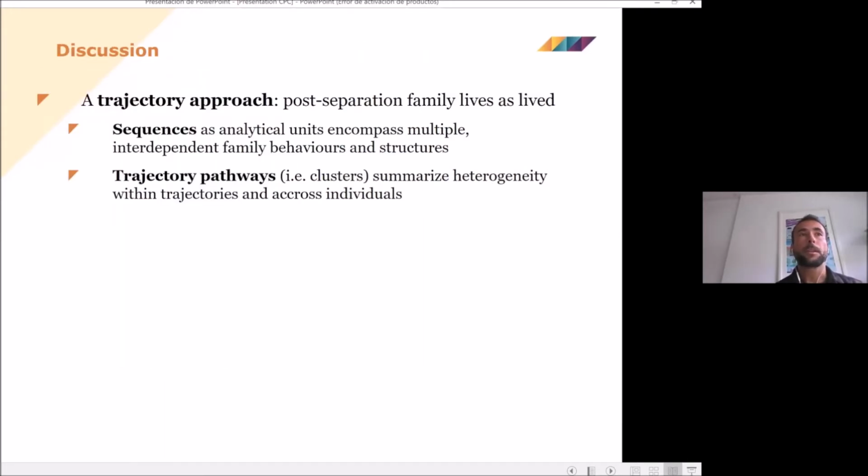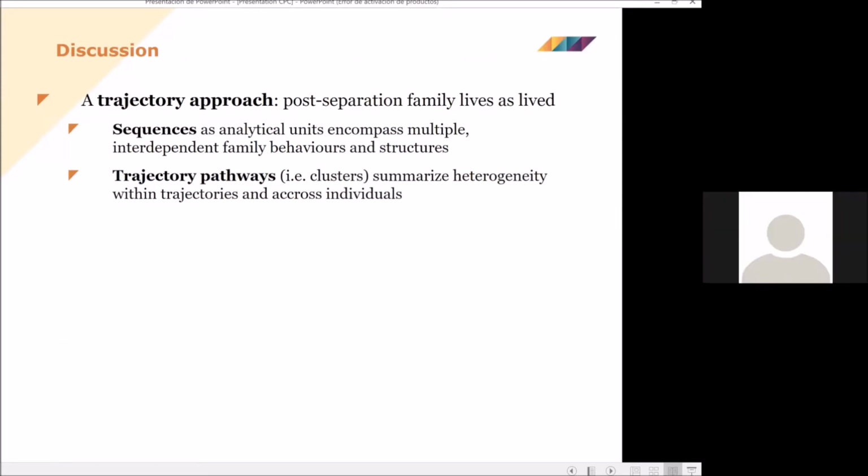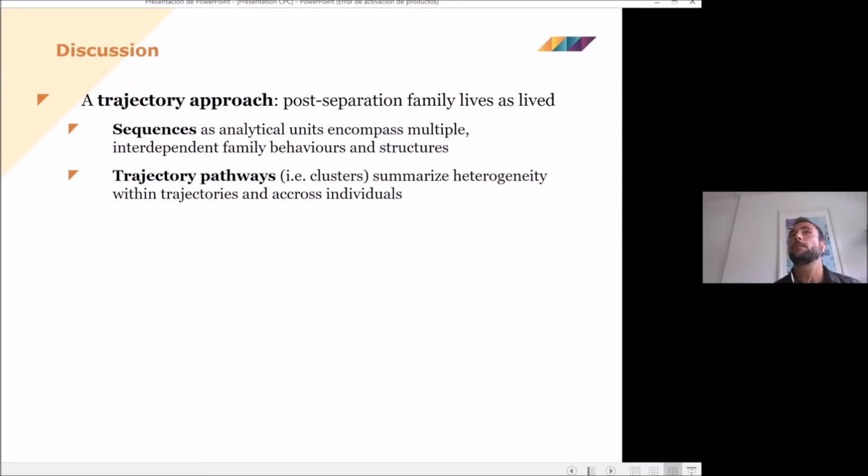So just very briefly, and as a summary to conclude this section of the presentation, here I have proposed a trajectory approach to represent family lives as lived. I have used sequences as analytical units, and one of the key advantages of sequences is that they encompass multiple family behaviors and structures. And combined with algorithmic methods, we can more effectively identify structures or patterns of family dynamics that capture most variation in family life courses.